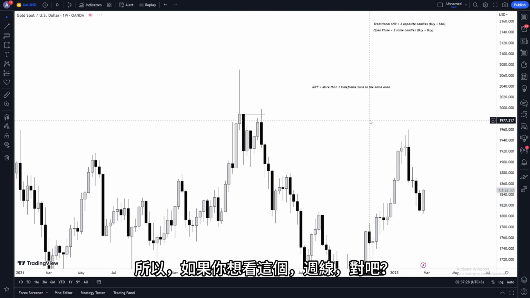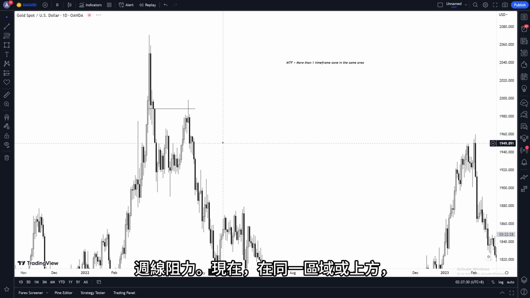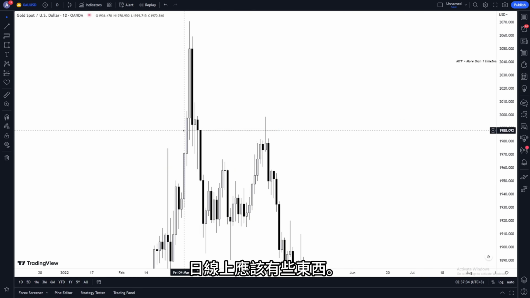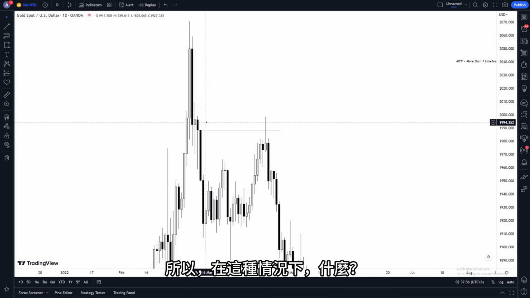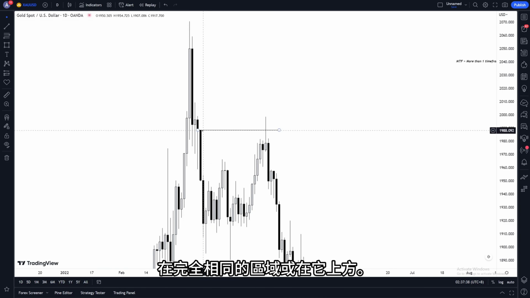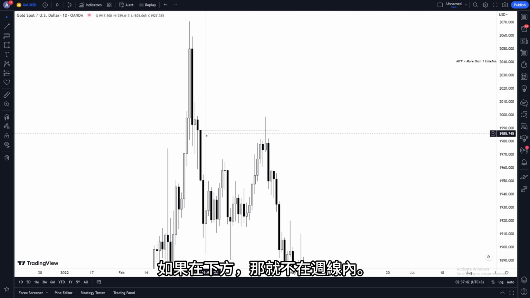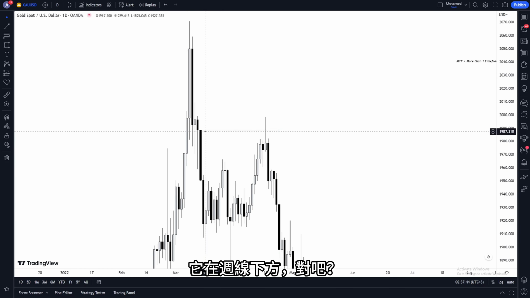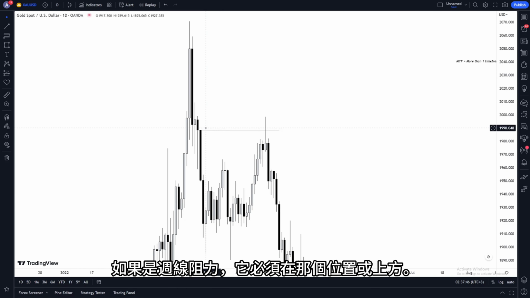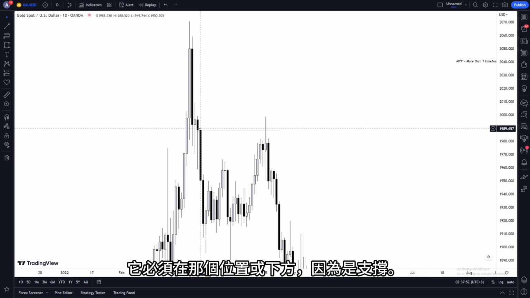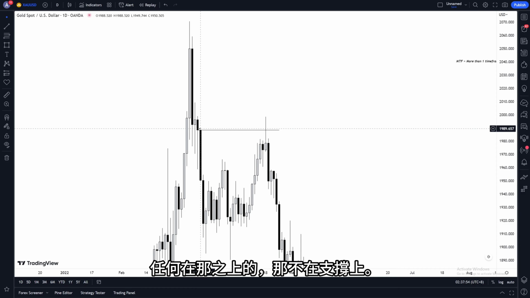Weekly resistance. Now, in this same area or above, there should be something on the daily. So in this case, in the exact same area or above it, obviously not below. This is weekly, right? If below, then that's not in the weekly. It's below the weekly, correct? If it's weekly resistance, it must be at that or above. If it's weekly support, it must be at that or below because it's support. Anything above that is not at the support. That is above the support. It's not within it. It's not a refinement, etc.